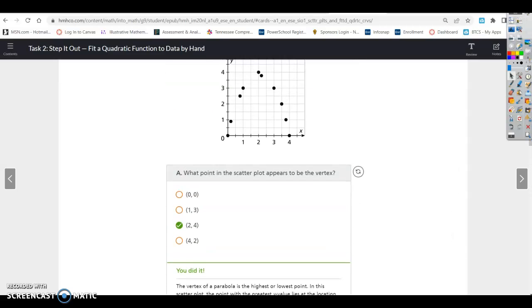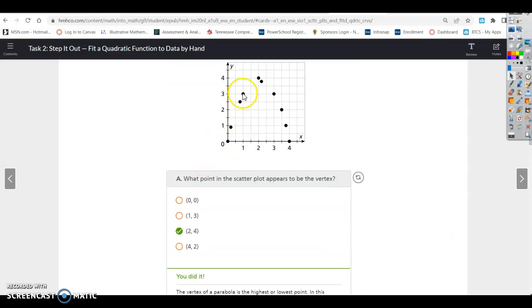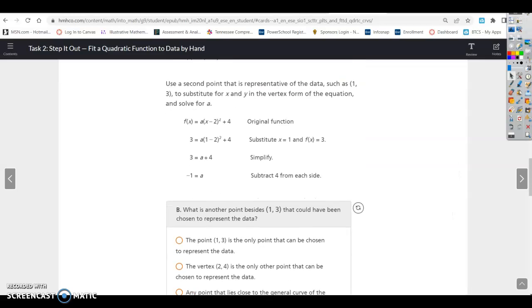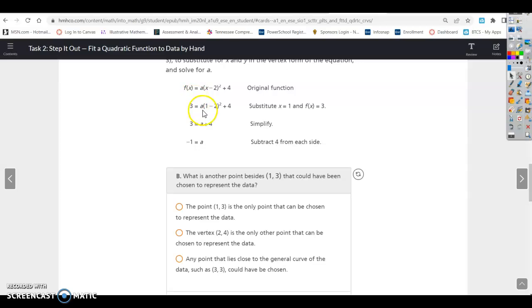And we saw that already. We've seen that (1, 3) looks like a point on the curve. So they're going to use (1, 3) to find a. All right, so when you do that, you have to do order of operations. 1 minus 2 is negative 1. Negative 1 squared is 1. So 1 times a plus 4, then subtract 4 from both sides. We get a is negative 1.